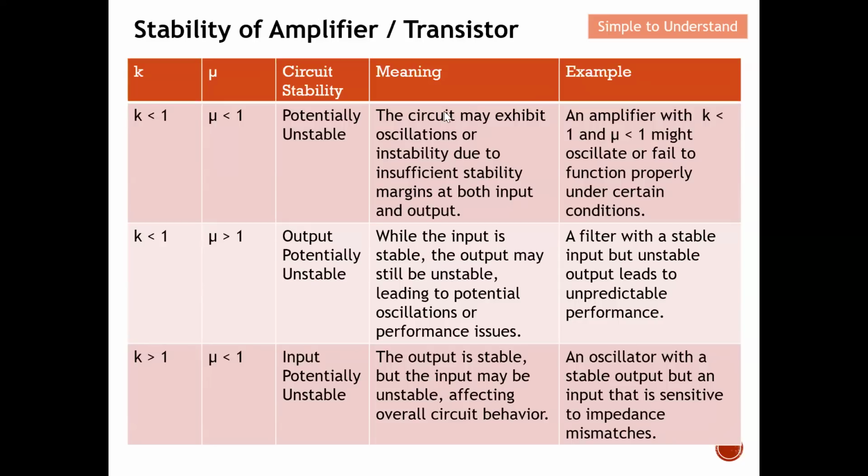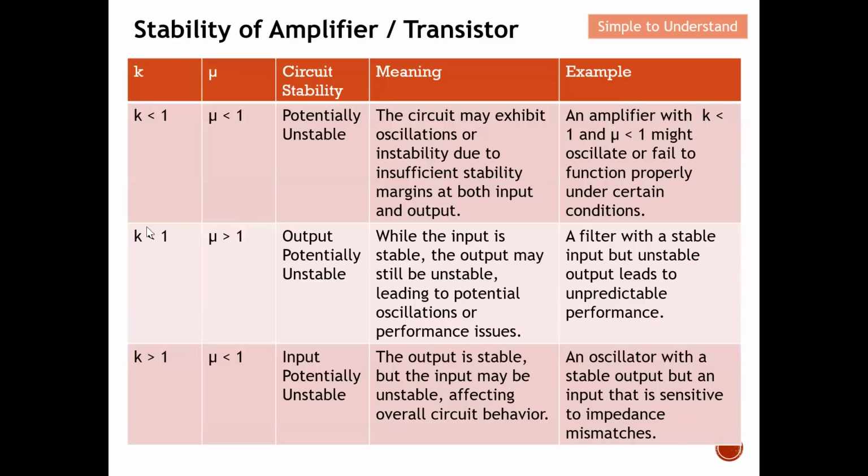So basically this is what we call undesired. An amplifier with K less than 1 and this MU factor less than 1, the circuit may oscillate or even fail to function properly under certain conditions. So this is a condition that we want to avoid, because the amplifier or the transistor that we design will be highly likely to be unstable.